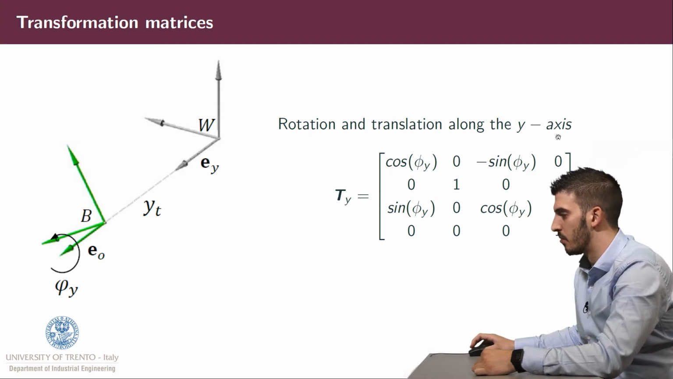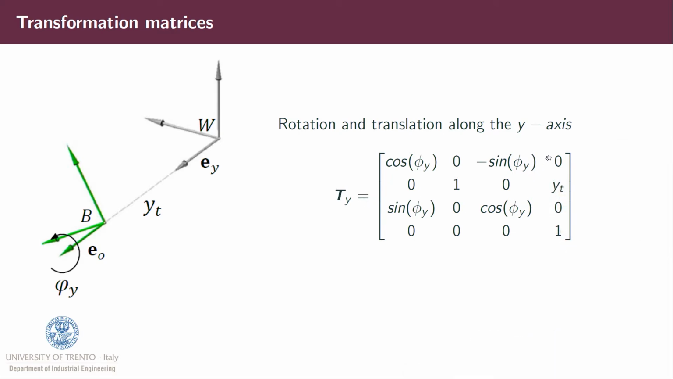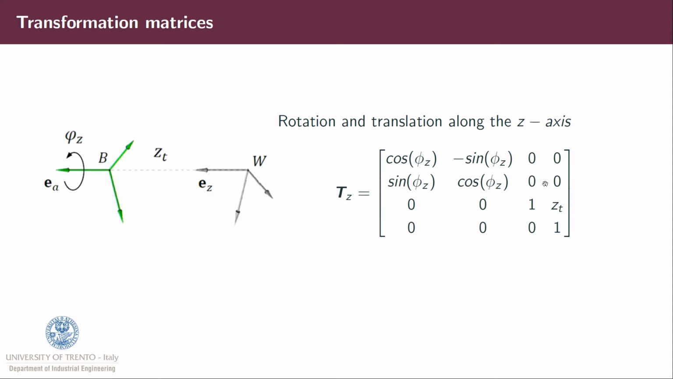The same is true for the y-axis. In the first 3x3 block we have the rotation matrix around the y-axis, and here we have the translation along the y-axis. For the z-axis, the top 3x3 block is the rotation matrix around the z-axis, and the vector 0, 0, zt is the translation along the z-axis.